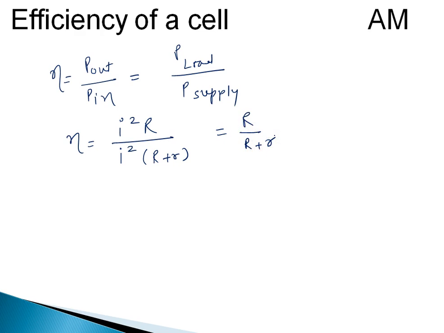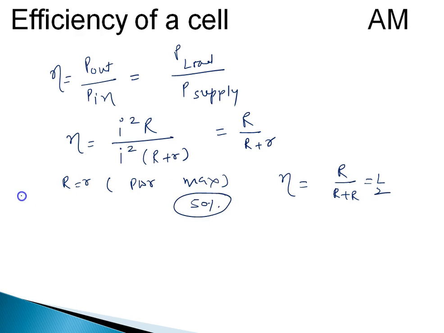When is power maximum, I will discuss in the electric power chapter, but power delivered will be maximum when internal resistance equals external resistance. It means at that time what is the efficiency of the cell? R upon R plus r, that is 1 by 2 or 50%. So you should keep in mind when the power delivered is maximum, then the efficiency of the cell is 50%.